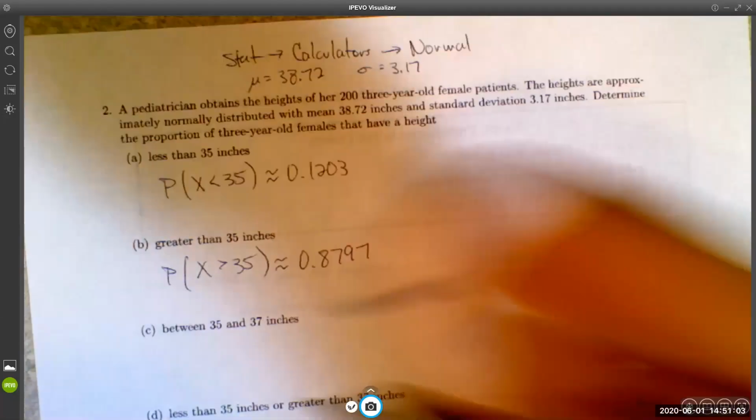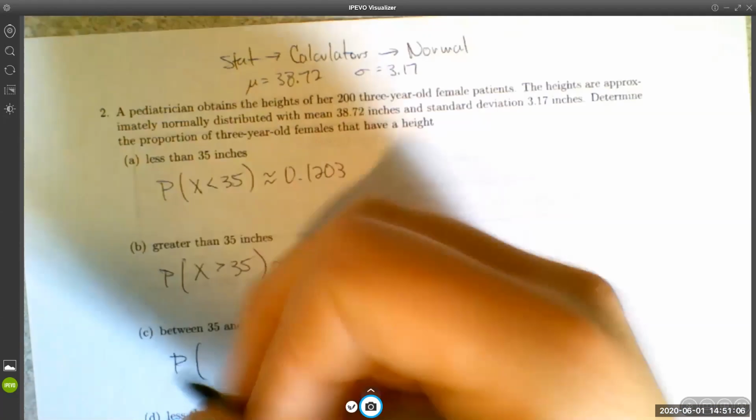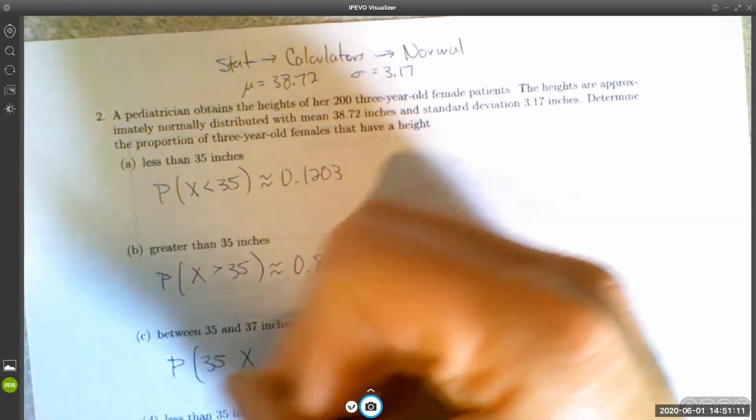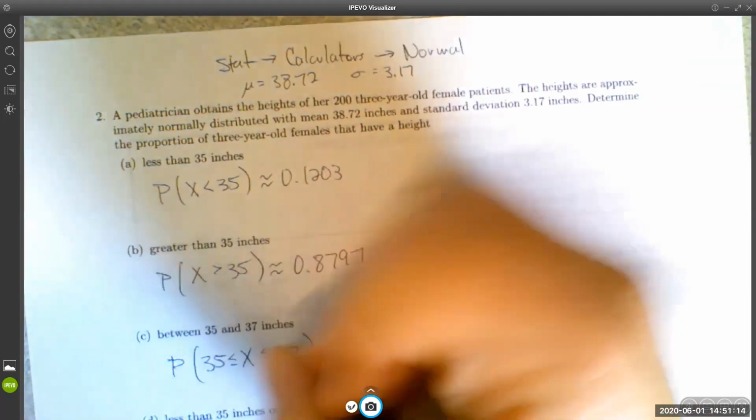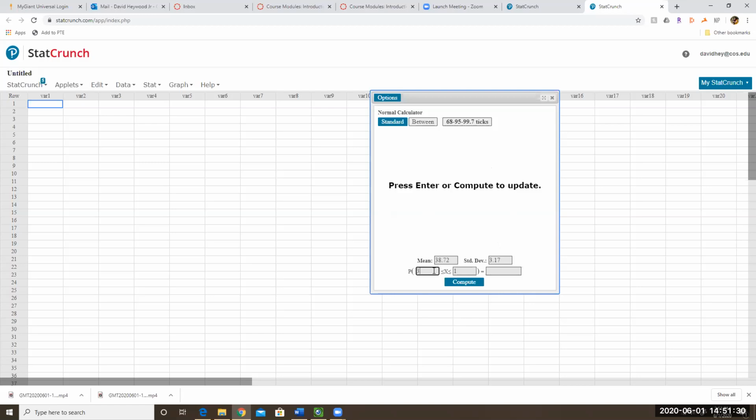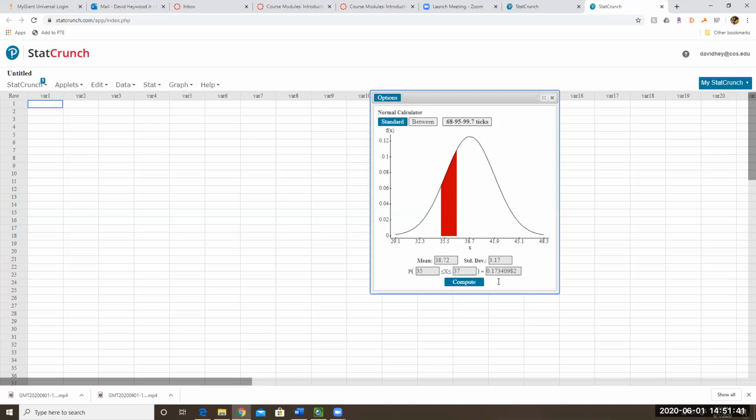Part C asks us for the probability that X is between 35 and 37. We're going to write this exactly the way it looks. We want X to be between 35 and 37. Okay, let's see what we get. Just like with the binomial calculator, if you want to do between probabilities, then you need to put it in the between mode. And I'm looking for the probability X is between 35 and 37. And there you go. They're giving us this area, which corresponds to this probability, 0.1734.